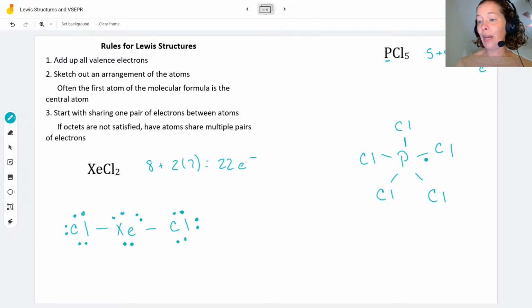I know this feels a little bit weird to me to put 5 bonds around phosphorus, but it's got to be bonded to each of these chlorine atoms. So that is 10 electrons. I'm just going to start putting them in. I'm going to start counting. Okay, so that's 10, 12, 14, 16, 18, 20, 22, 24, 26, 28, 30, 32, 34, 36, 38, 40.